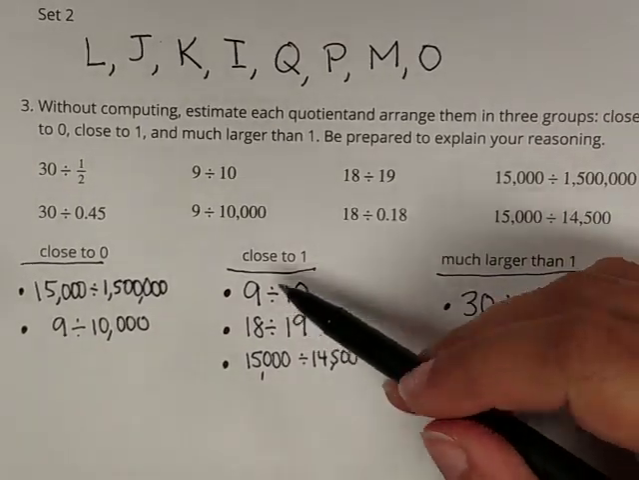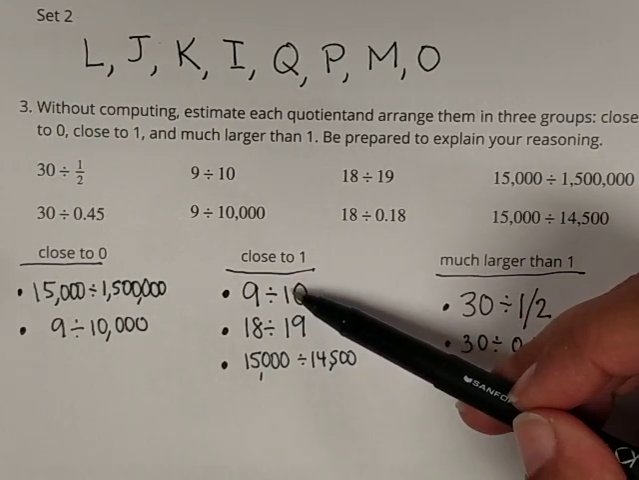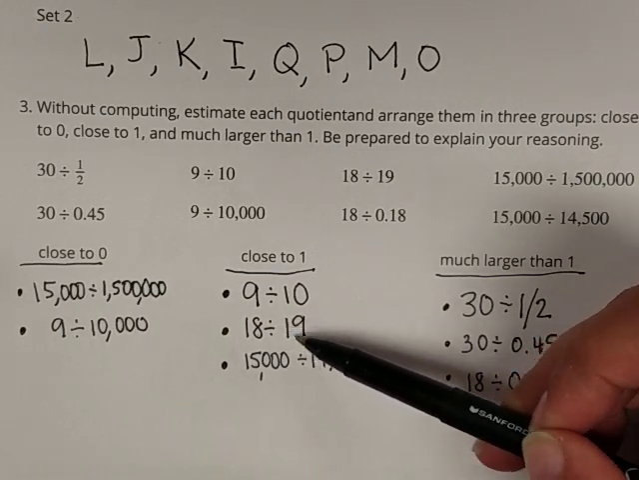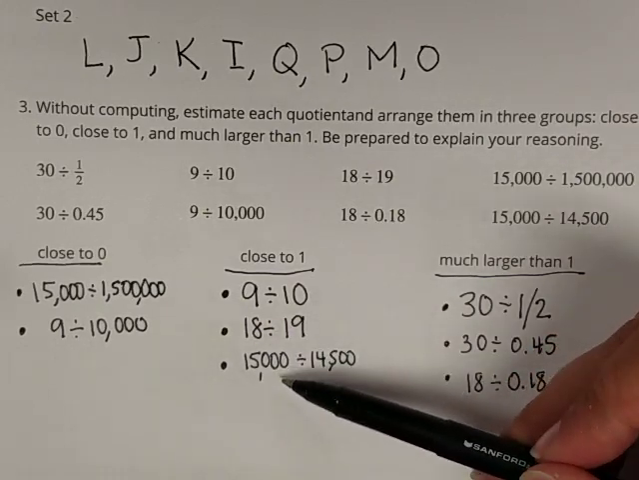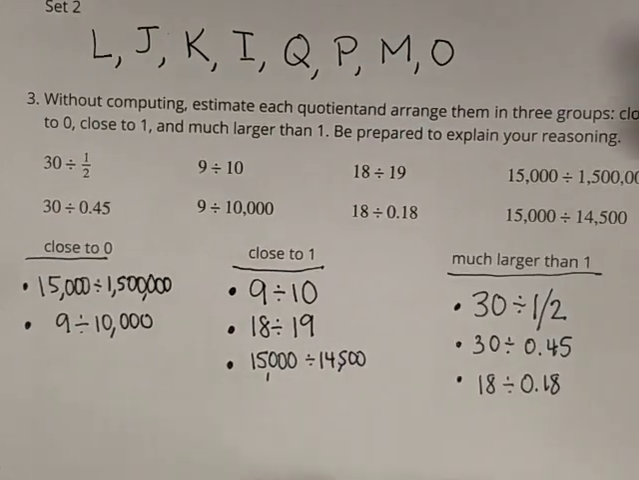Close to 1, basically the numbers were super close to each other, so 9 is close to 10, so I know that that's going to be really close to 1. 18 divided by 19, again, close to 1. And then 15,000 divided by 14,500. They were so similar, it was almost 1.